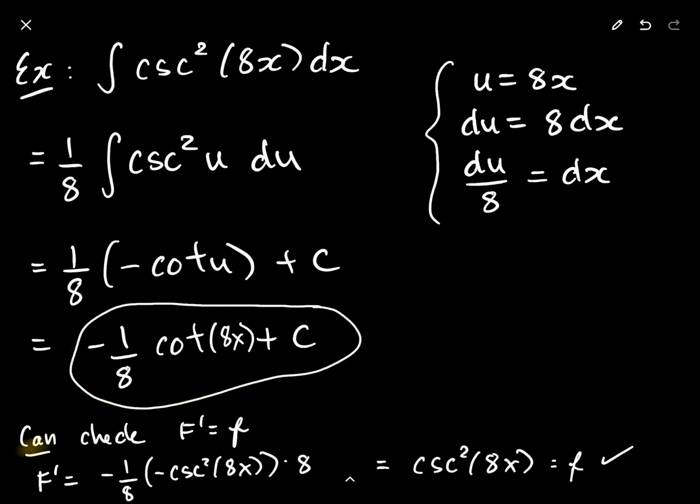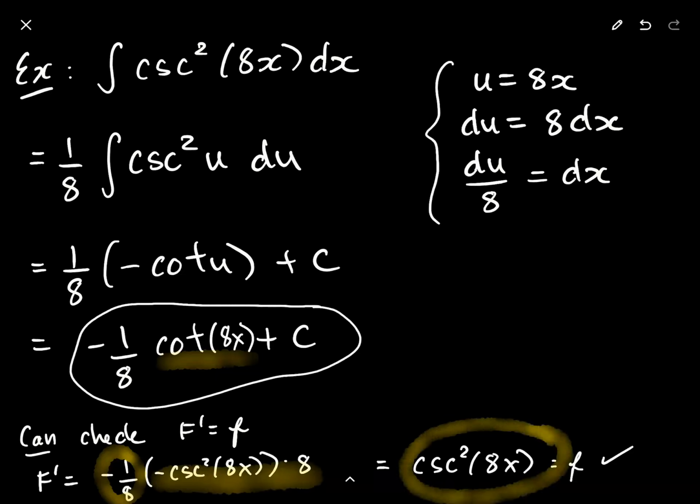Again, it's up to you. If you want to check your answer, you can take the derivative of the antiderivative and see if you get back the integrand. So the minus 1 over 8 will keep as a constant in the front, and then we have the derivative of cotangent u, which will be minus cosecant squared u times u prime. So the derivative of the antiderivative is cosecant squared of 8x, which gives you back the integrand, so it's correct.